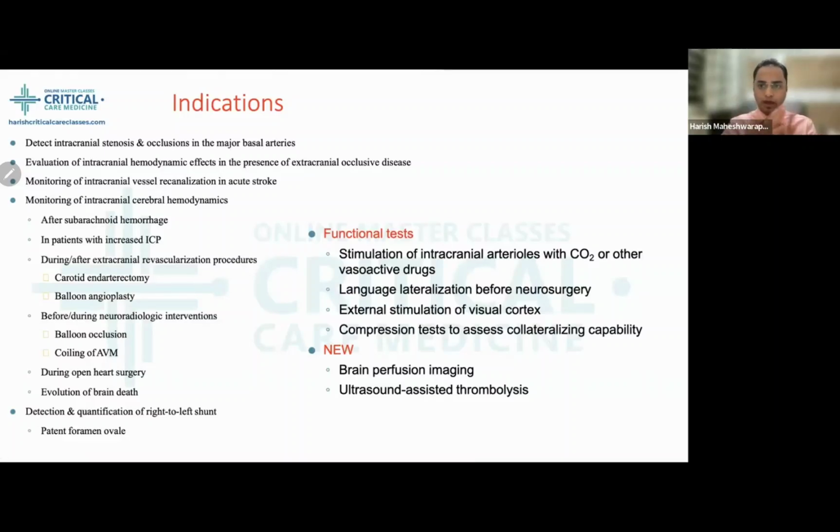So when we have some sort of occlusive disease, we can get an idea: is there any possibility of collateral formation or not? That information we can also get from TCD. There are new indications and applications, such as brain perfusion imaging, which helps as a supplementary test during cerebral arrest. For brain death declaration, we can use it as an ancillary test. Ultrasound-assisted thrombolysis is a newer application with some clinical utility in easing the thrombolysis process, which we'll discuss later.